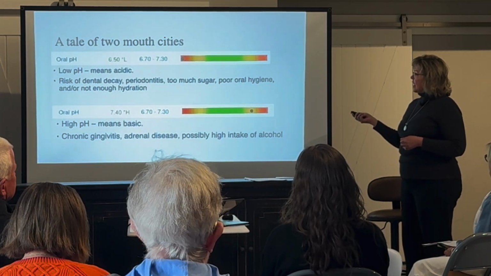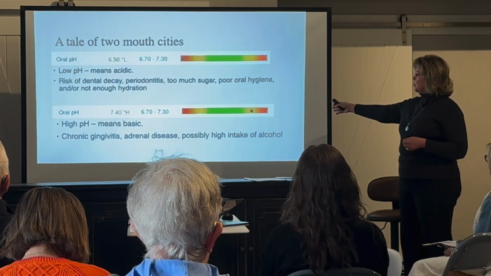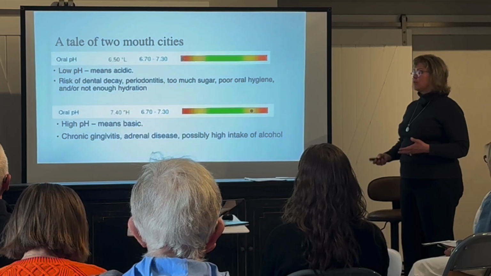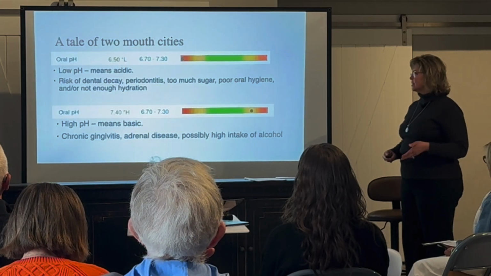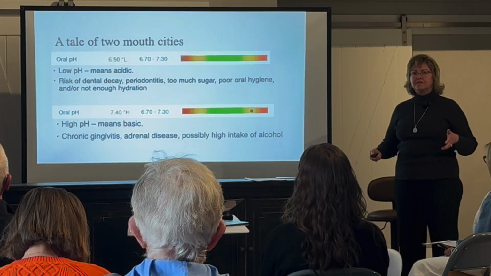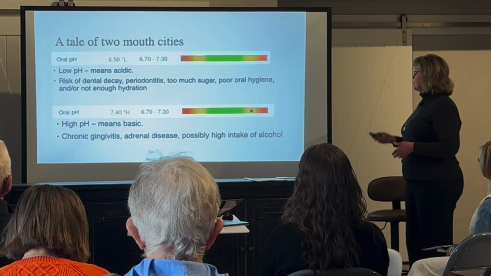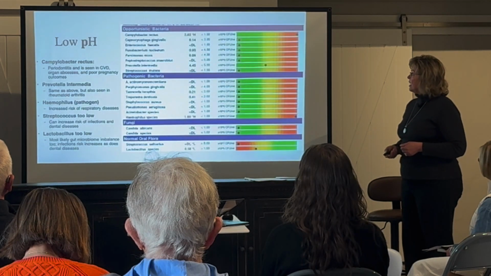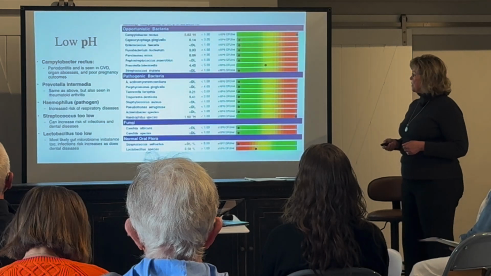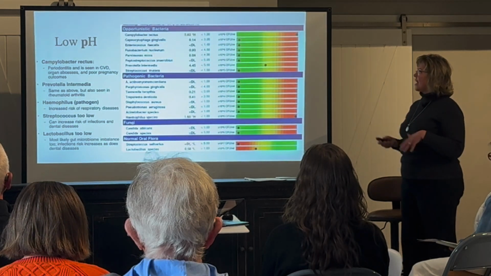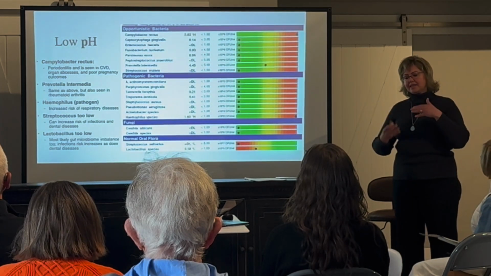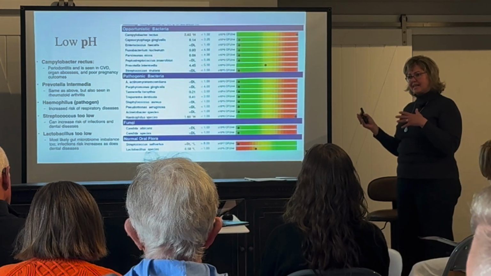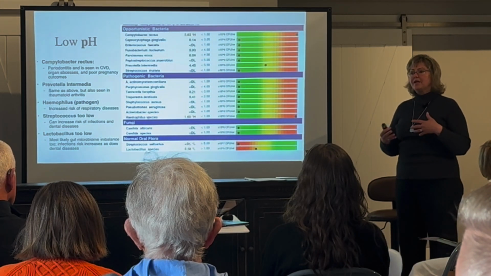But then we have another person who had a very basic mouth. So that could have been chronic gingivitis, adrenal disease, and adrenal disease is basically one of burnout, or possibly a high intake of alcohol. So this is the person with the low pH, and this is kind of what you get. And at the end of the report, if you're triggered for something that's abnormal, it'll tell you what it is linked with.